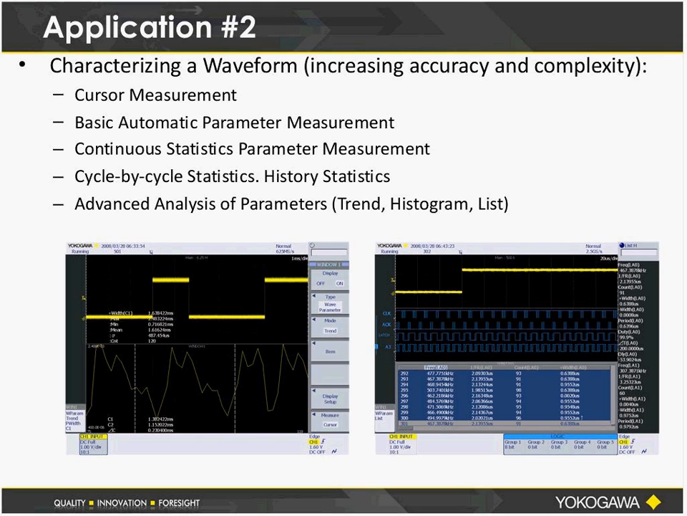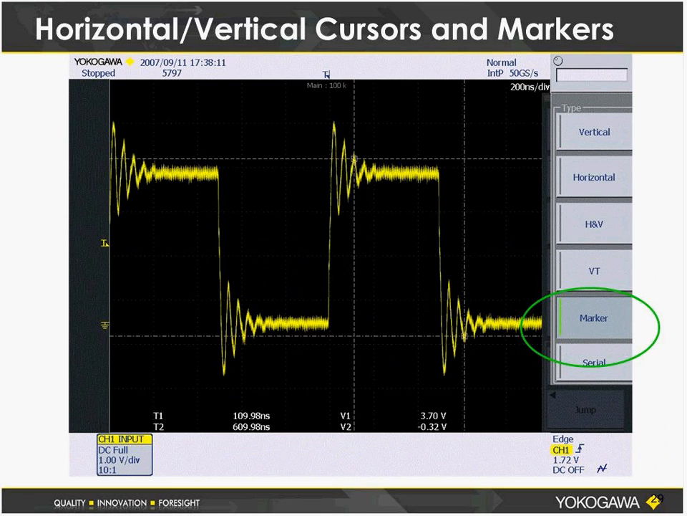Now, obviously, eyeballing a measurement is not going to be very accurate. And fortunately, oscilloscopes have all sorts of built-in functions to automatically make measurements for you. And so these built-in functions can range from very simple measurements using cursors, which I'm sure all of you are familiar with, to a fully advanced analysis of parameters. And I'm just going to go through some of these and show you what those types of measurements might look like on a screen. So we'll start with the basic cursor measurement.